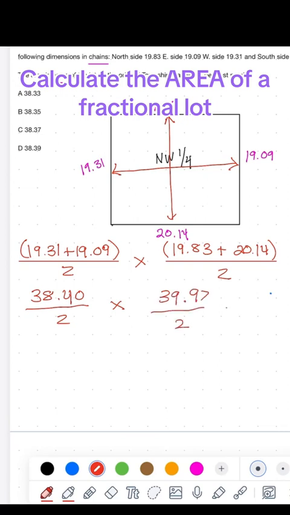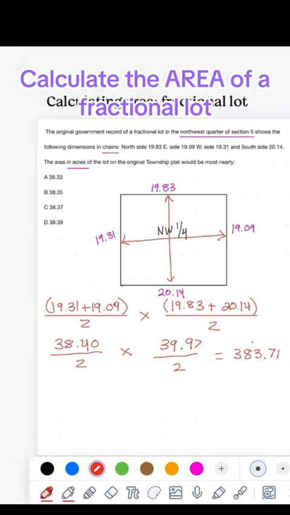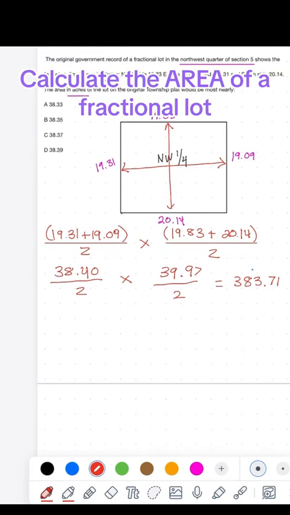Okay, so you can see here, those are the sums of each of those numbers. And then each of them need to be, again, divided by 2 and then multiplied together. So the product is going to be, well, I'm solving it in my calculator right now, you just can't see me doing it. It's going to be 383.71 square chains.